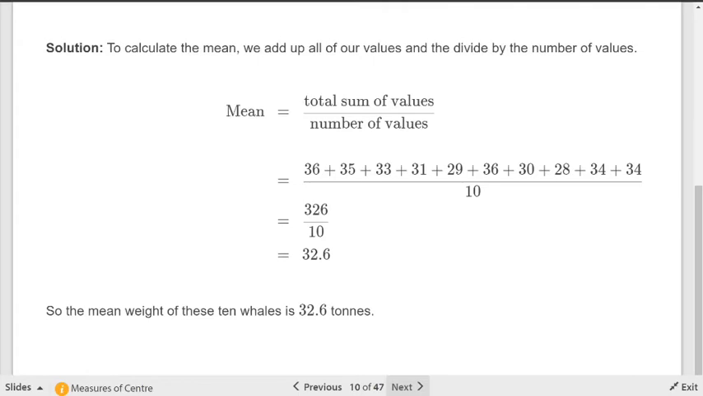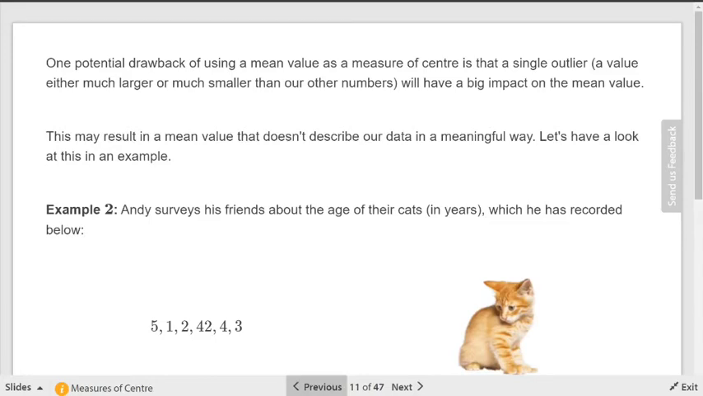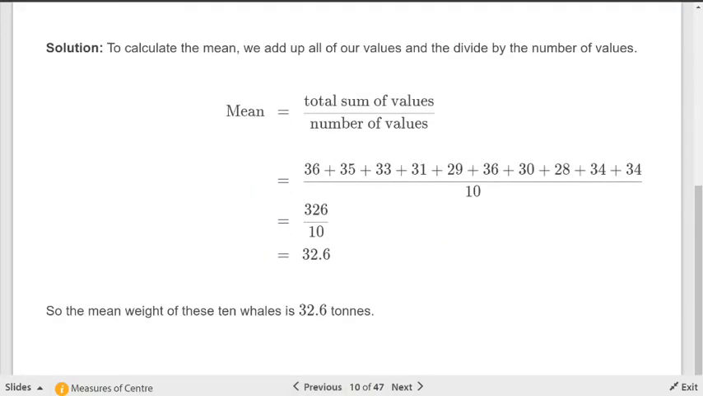All right. Now, I do want you to notice this, though. The mean weight of these 10 whales is 32.6 tons. In statistical data, the answer is never just 32.6. You have to state what you're measuring, and which measurement it is, and the number. Just like they did: the mean weight of the 10 whales. Was their answer wrong? No. Their answer is perfect. So be aware of that.